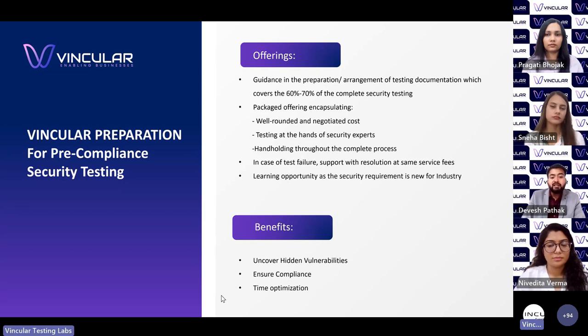The first one is guidance in the preparation and arrangement of testing documentation, which covers 60 to 70% of the security testing.